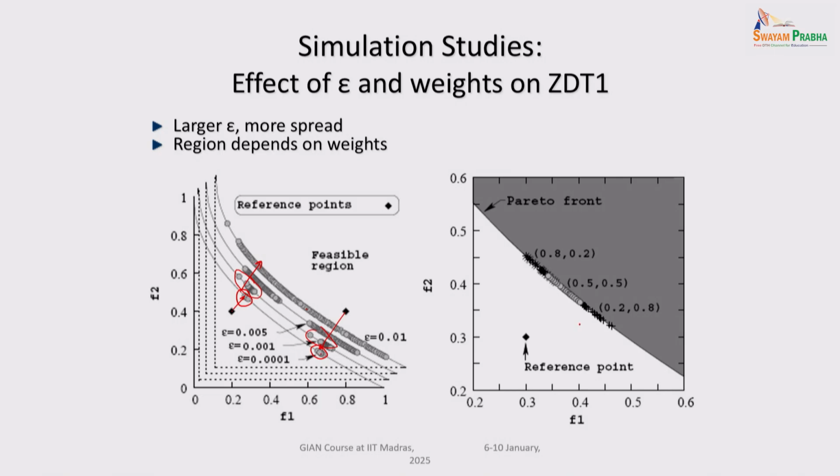Here's the effect of distance. For a single reference point, if I use equal weight in my weight description, then I get it in the middle. But if I put more weight on W1 and less weight on F2, then you see I am preferring smaller values of F1, right? So you see these points have now moved here. So it has a little bias.